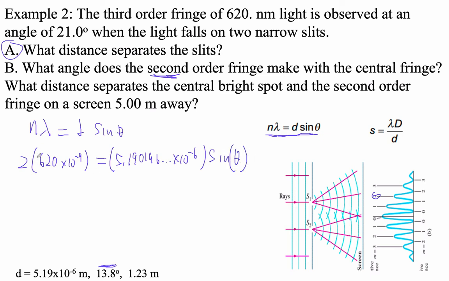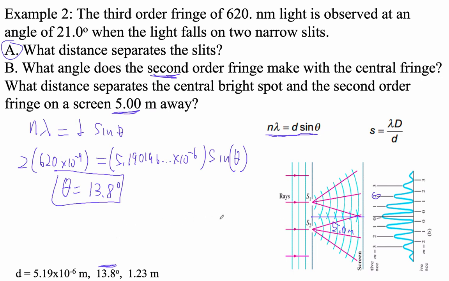It'll be the inverse sine of this times this divided by this. So second sine of 2 times 620 e minus 9 divided by this value. So I'm just doing up arrow and grabbing that and right parenthesis, and indeed I get that theta is 13.8 degrees, right? Okay. So what distance separates the central spot in the second order fringe on a screen 5 meters away? So this thing is 5 meters here. 5.0 meters, that's pretty far.